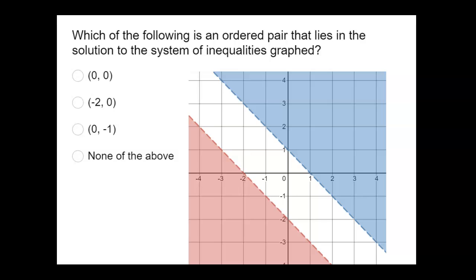which of the following of these is in the solution? So 0, 0. Okay, right here, that's not in either. So no. What about negative 2, 0 right here? No. Even if it was solid, no, because it's not both. You know what I'm saying? 0, negative 1, what about that? Okay. So this is going to be a none of the above. Also, there is no double shaded area, right?